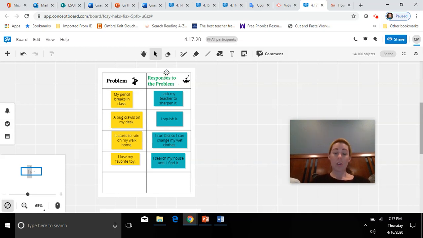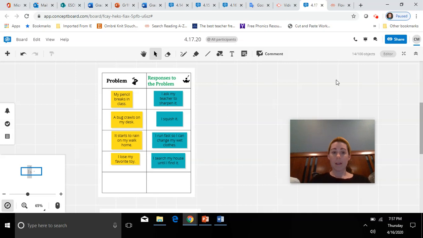Okay? So responses to the problem are not always the same. There can be more than one way that people respond to problems. So the way that Miss Makadia responds to a problem might be different than the way that you respond to a problem, or that your brother or your sister or your mom or your dad. Okay? Everyone responds to problems differently. So there's not really a right answer.